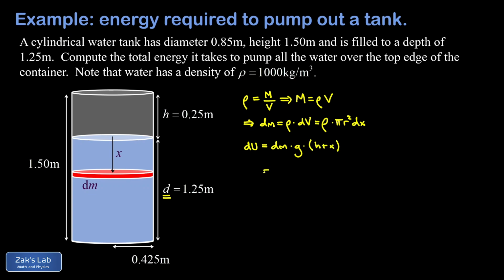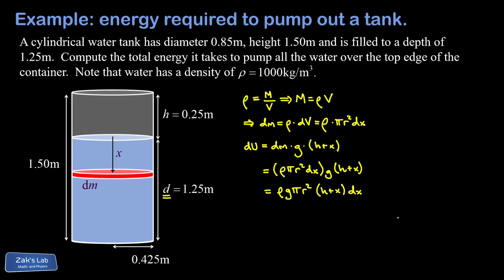Now we can just sub in our expression for dm. And there I just directly replaced dm with rho pi r squared dx. We're going to rearrange things a little bit. So I'm moving all the constants out in front and organizing those as rho g pi r squared. And then we have an (h plus x) dx. So now that the potential energy increment is phrased entirely in terms of a single variable, we're ready to add these up by using integration.